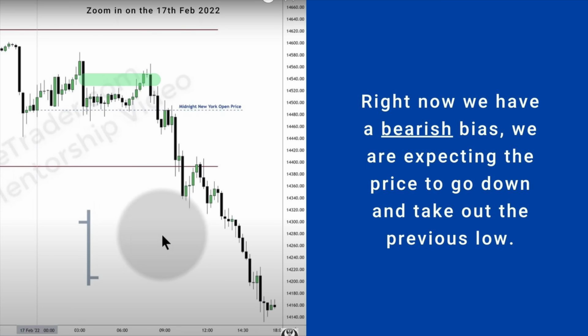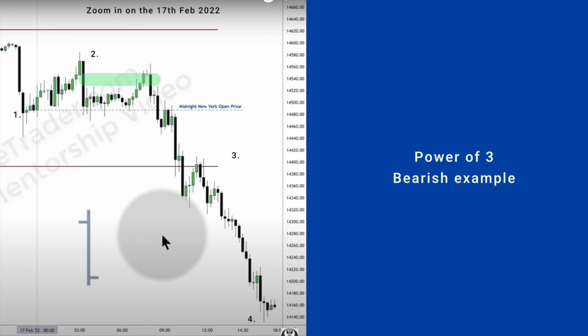If you want, you can stop the video for a second and try to find your levels, your points yourself. When you're ready, press play and I'm gonna show you where I see the power of 3 in play. Look at it here playing out, guys. We have number 1 forming at around midnight, which is the midnight New York open price. Then the price does exactly what we would expect, which is it goes a little bit higher, it forms a fair value gap, it comes back lower, and it goes and it taps back into it. And after that it rallies down, so that's our point 3.